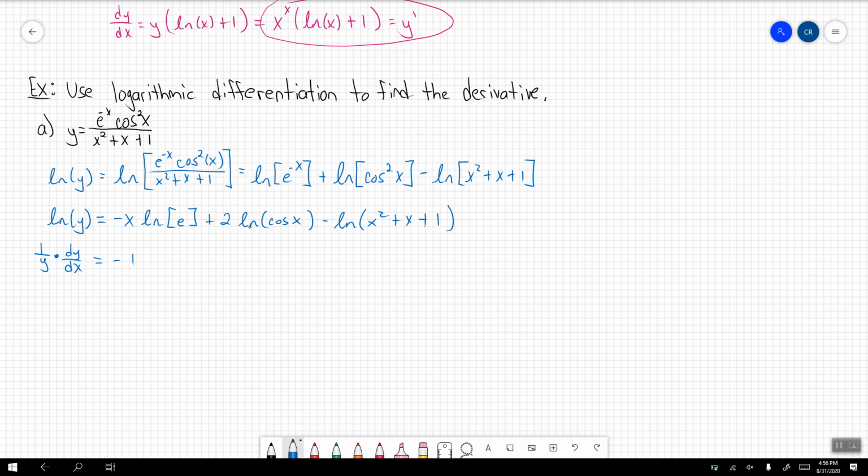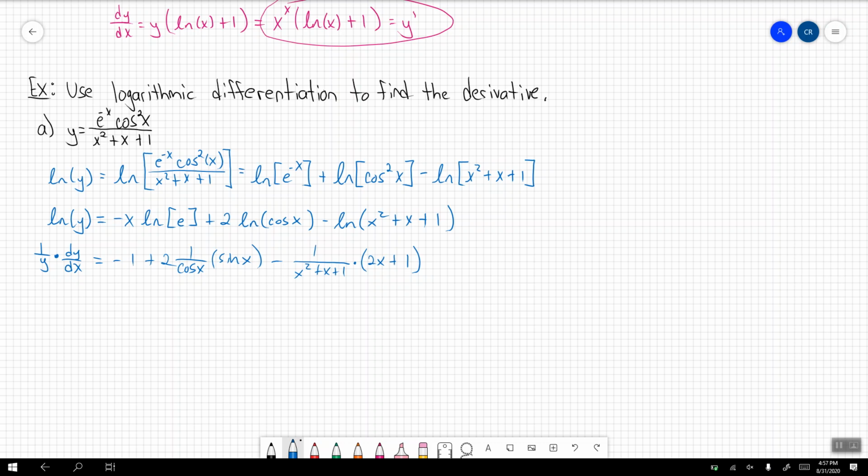So the next part, taking the derivative of natural log of cosine. So 2 is a constant, so that stays out. Natural log of cosine, that's going to be 1 over its argument, cosine of x, multiplied by the derivative of the inside, which is sine of x, minus this argument in the denominator, x squared plus x plus 1, multiplied by its derivative, which is 2x plus 1.